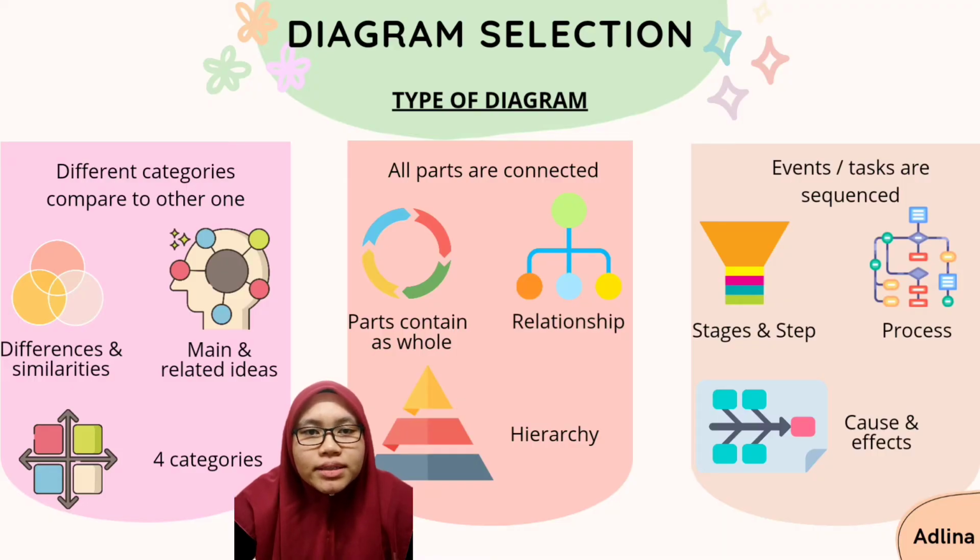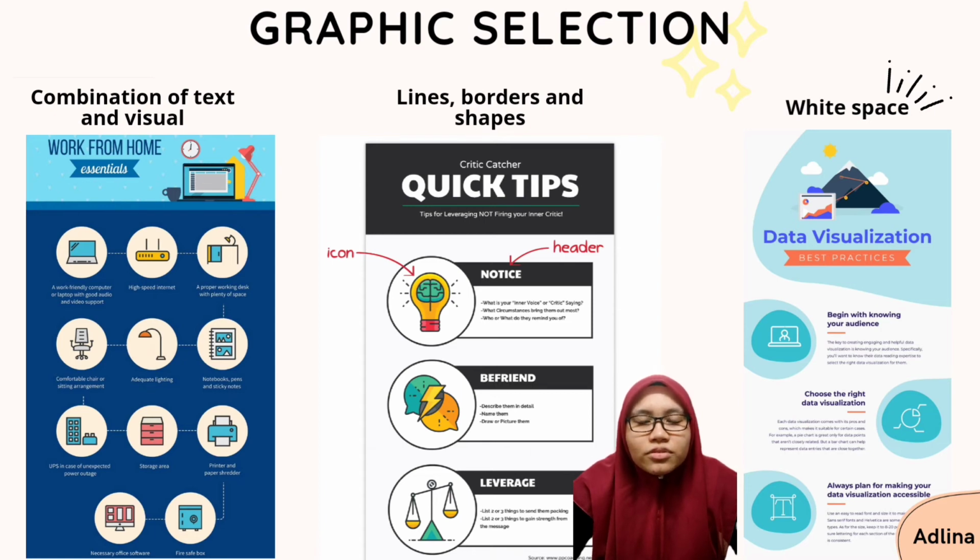In the diagram part, the type of data will determine which diagram is best for the data. There is a wide variety of diagrams you can choose. To show how different categories compare to one another, we can consider a mind map, matrix, or Venn diagram. To communicate how different parts of a whole are connected, you might want to use a circle diagram, tree diagram, or pyramid diagram. And lastly, to visualize how events or tasks are sequenced in a process, you can select a funnel chart, flow chart, or fishbone diagram.